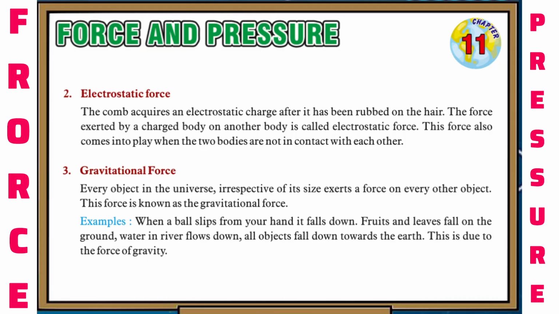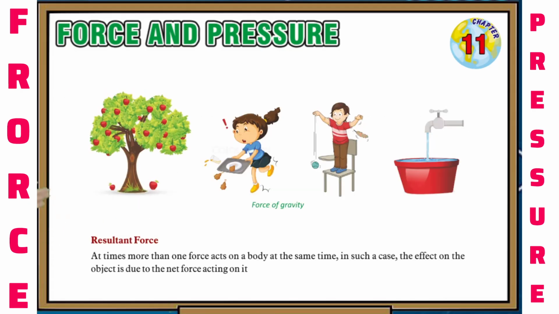So now let's see another force, that is gravitational force. Every object in the universe, irrespective of its size, exerts a force on every other object. This force is known as the gravitational force. Example, when the ball slips from your hand, it falls down. Fruits and leaves fall on the ground. Water in a river flows down. All objects fall down towards the earth. This is due to the force of gravity. So here you can see some pictures which show the force of gravity.